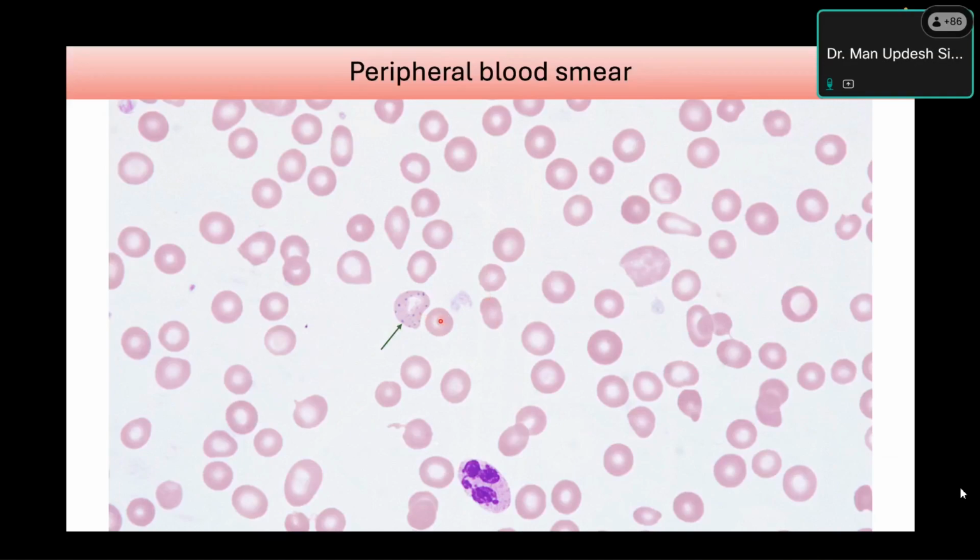What is this cell? Janvi again. You see some punctate blue dots there?